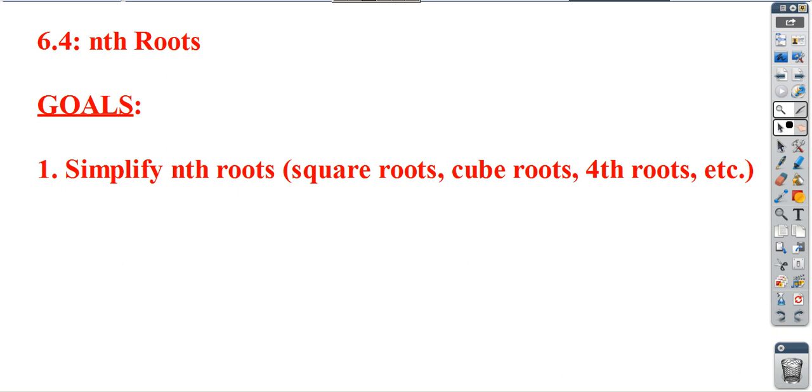N means whatever root you happen to be taking. So when you're taking a square root, n would be 2. When you're taking a cube root, n would be 3. Fourth roots would be n equals 4, and so on.